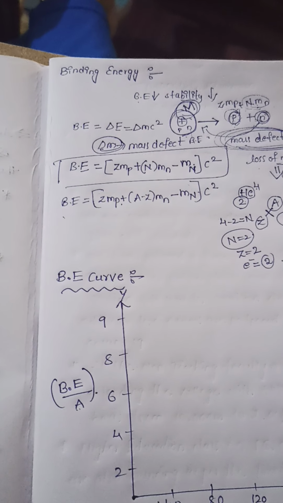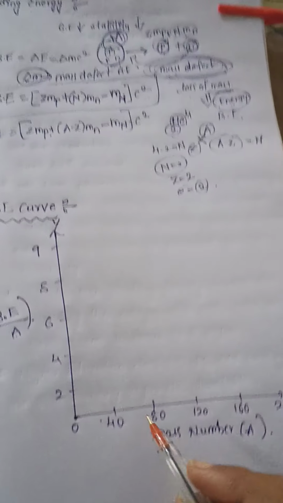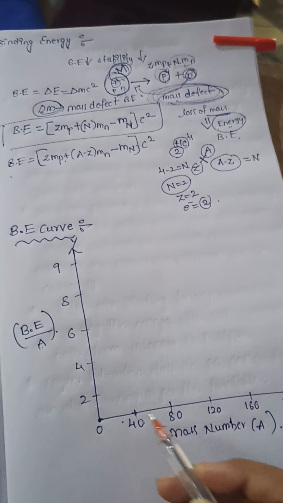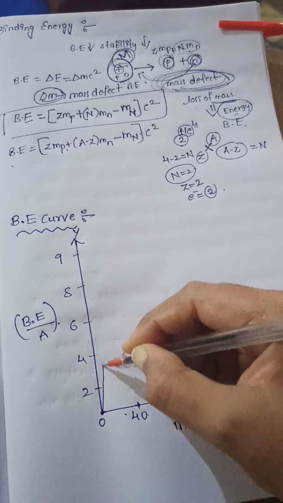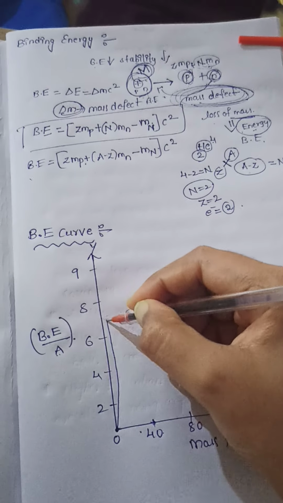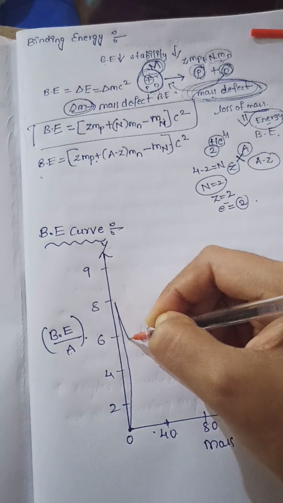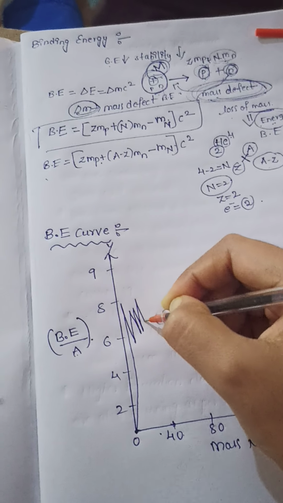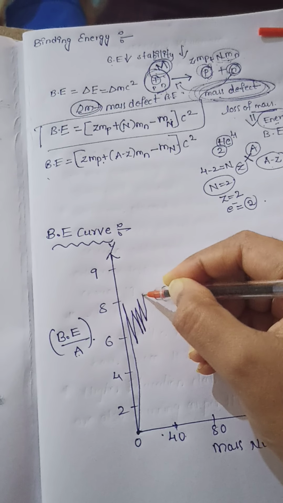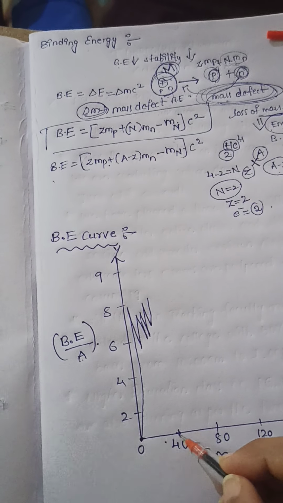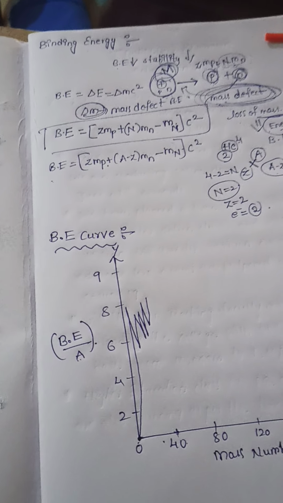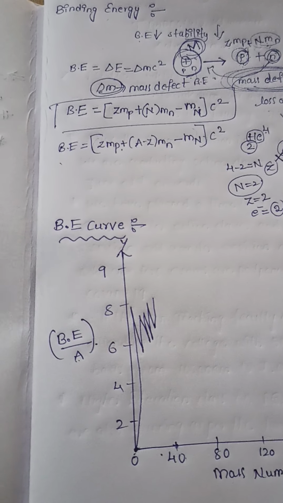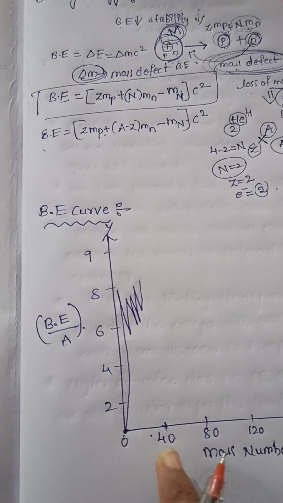So in this case, what will happen? For the low mass numbers, for example from 0 to 40, the binding energy curve is like this. Here the binding energy curve gives peaks. The peaks of the curve you will see from 0 to 40. Now whenever you reach above 40, meaning the mass number is above 40, you will see a sharp rise of the curve.